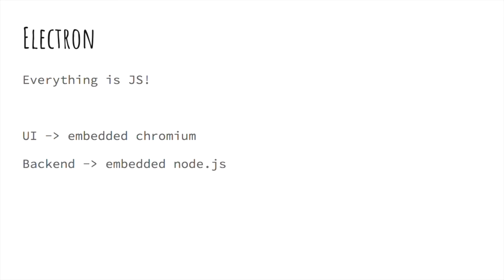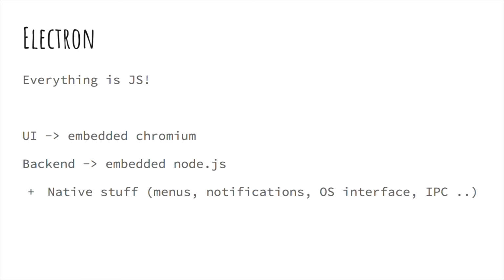So in Electron, everything is actually JavaScript or native code, but let's ignore that for now. You write your UI to be run in an embedded Chromium, as I just said. You write your backend to be run by an embedded Node.js. You can still do whatever transpiling, compiling madness you want to do. That doesn't matter. You run it on Node. And then there is all the native stuff: menus and notifications and IPC and the OS interface and what have you.